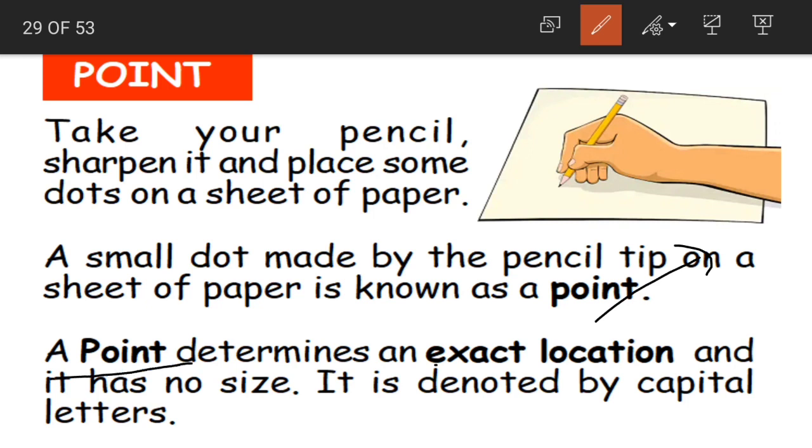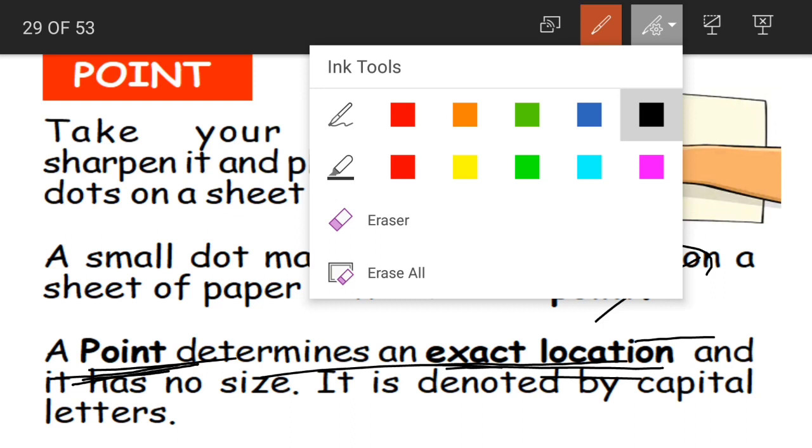So by pointing your finger, you are telling me the exact, correct location. If you would not have pointed, I would have to search in all the books to find your book. So a point helps me to determine an exact location.